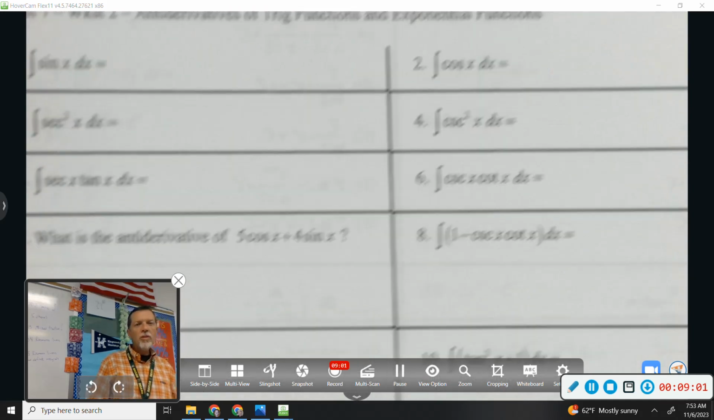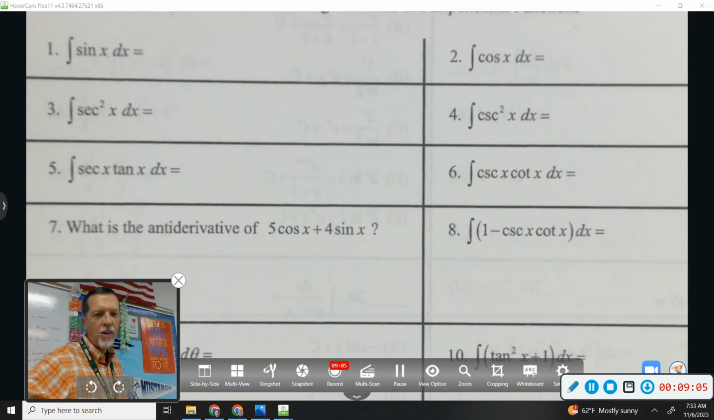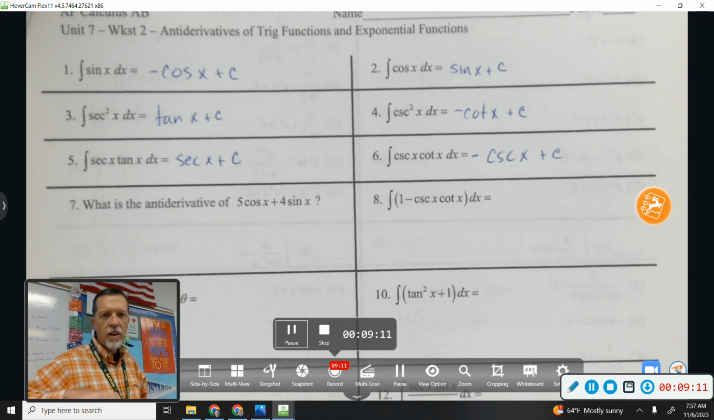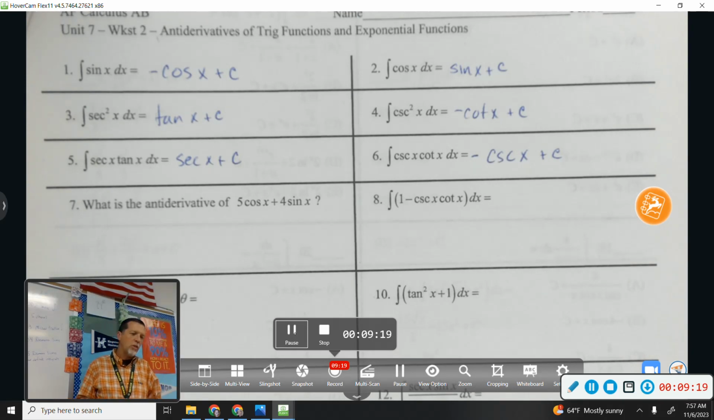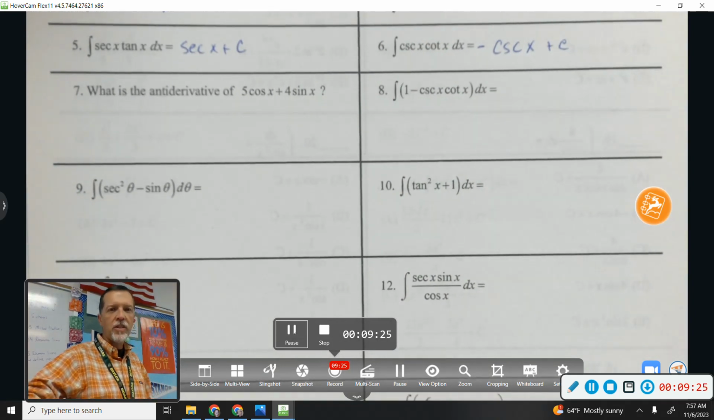All right, 1 through 6 should be straightforward review. So you do 1 through 6 right now, and then I'll pull some popsicle sticks to check on those. Answers there for our viewers at home. There's the first 6. Again, those are the 6 basic trig functions. If you know their derivatives, then you can go backwards to get those answers. All right, next try 7 through 9, and I'll pull some popsicle sticks for those.